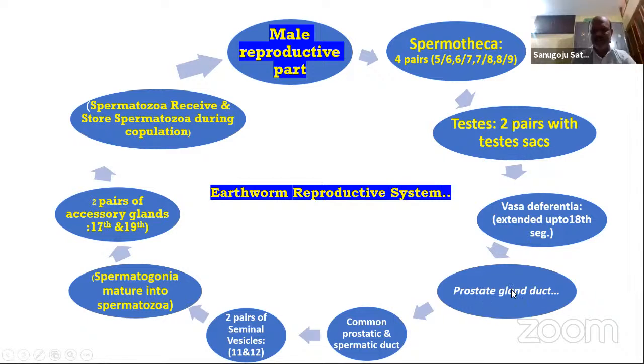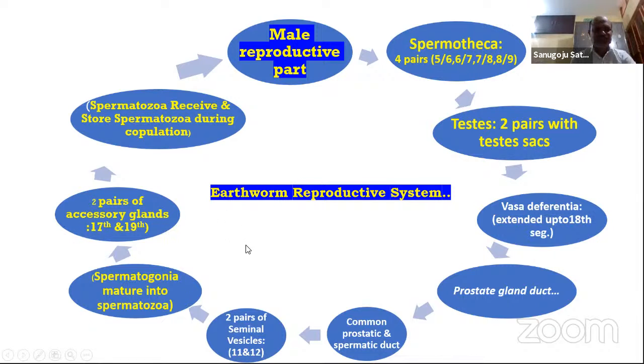The prostate gland is there. These are very large glands which give nutritive juices to the sperm cells. There is a common prostatic duct and spermatic duct. There are 2 pairs of seminal vesicles, which store the spermatozoa, in which the spermatogonia mature into spermatozoa. And 2 pairs of accessory glands are also there, in the 17th to 19th segments.